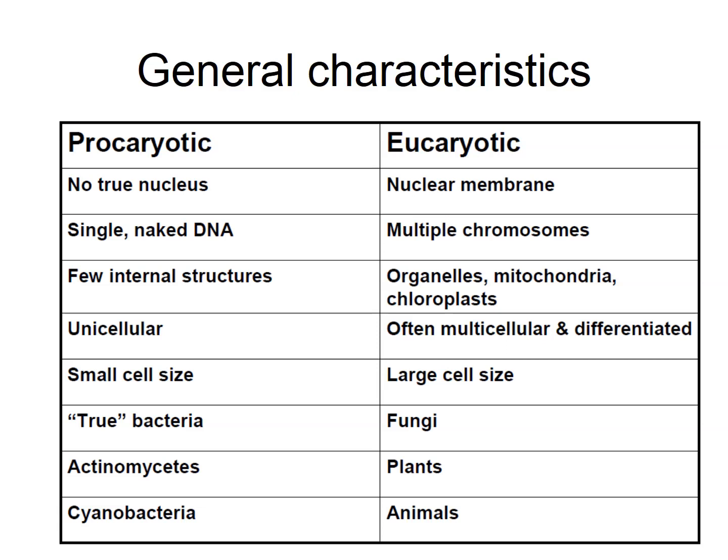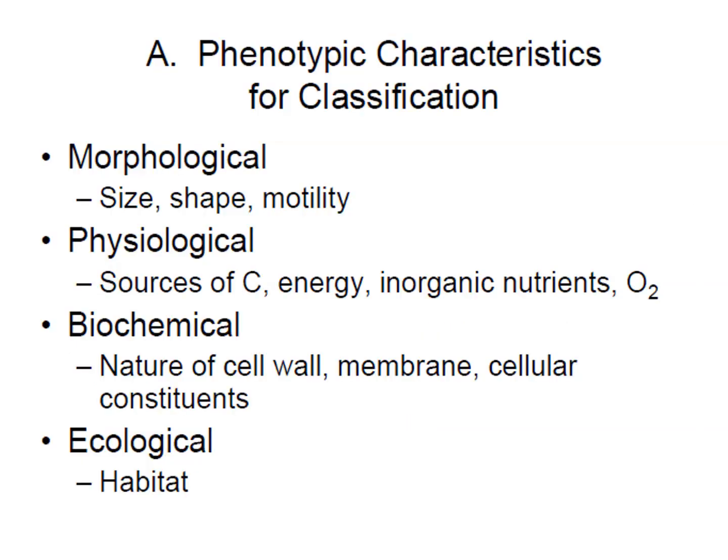Eukaryotic cells are different from prokaryotes because eukaryotic cells usually have a nuclear membrane, they have multiple chromosomes, they have several organelles, are often multicellular and differentiated, and are large in size. For example, they can be grouped into fungi, plants, and animals.